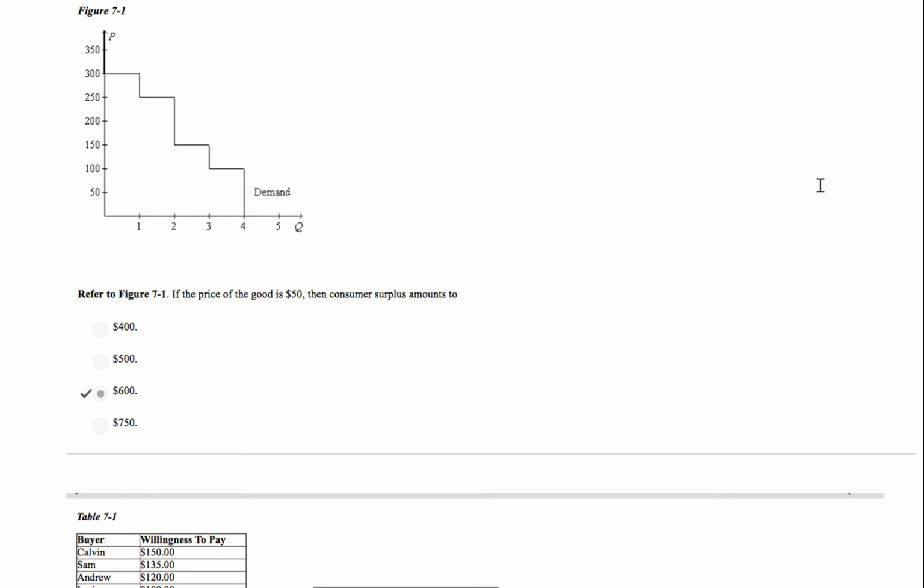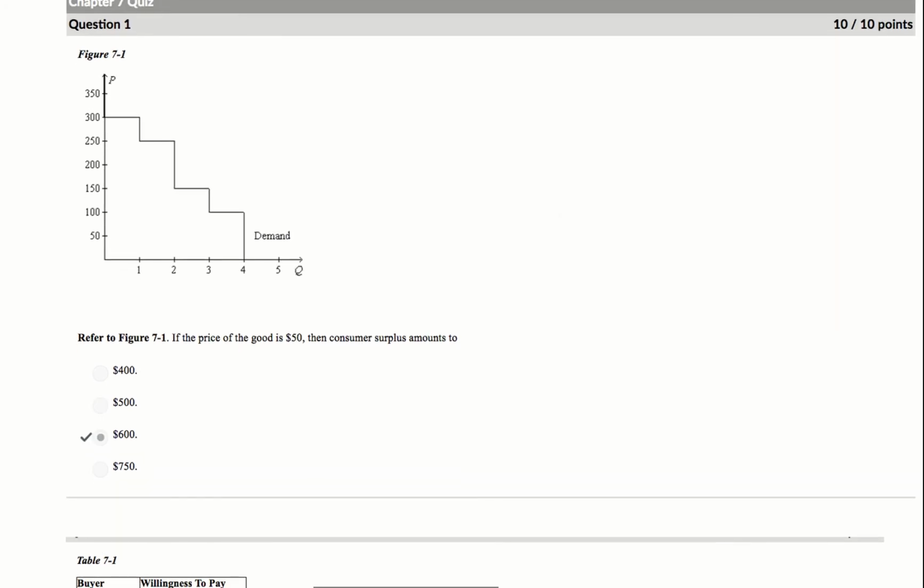Hey guys, in this video, we're gonna go over some questions in your chapter 7 quiz. All right, so first question, we have a graph over here. If the price for the good is $50, then consumer surplus is how much?